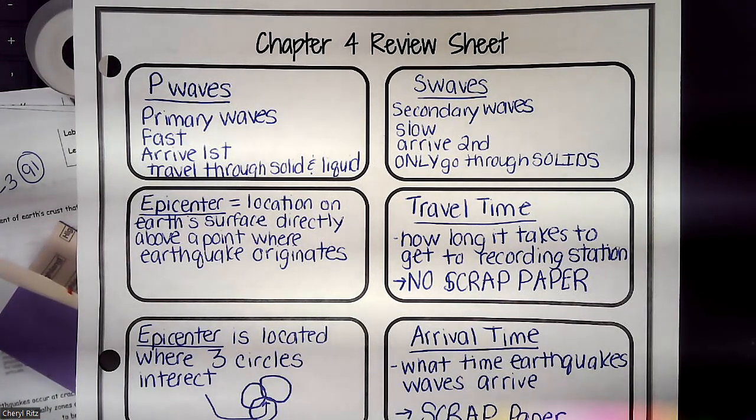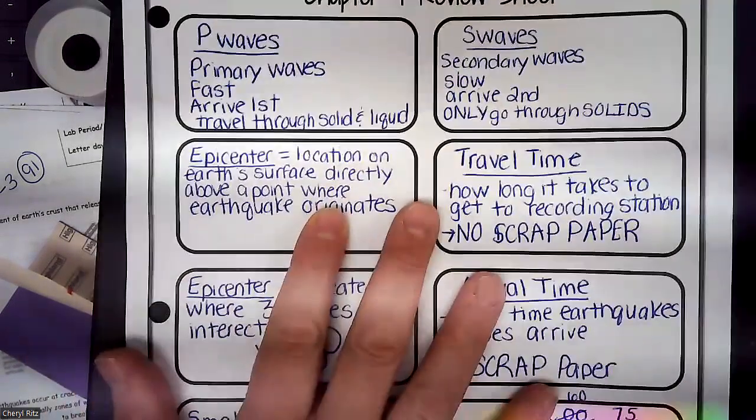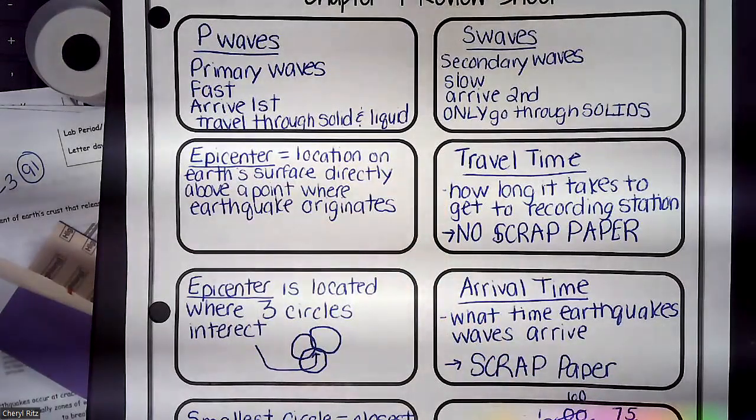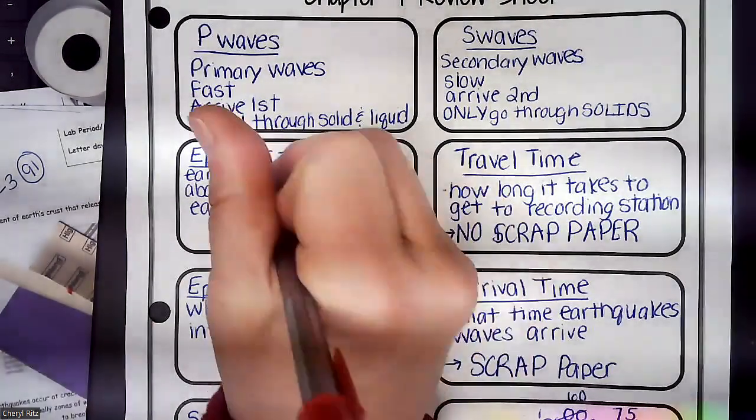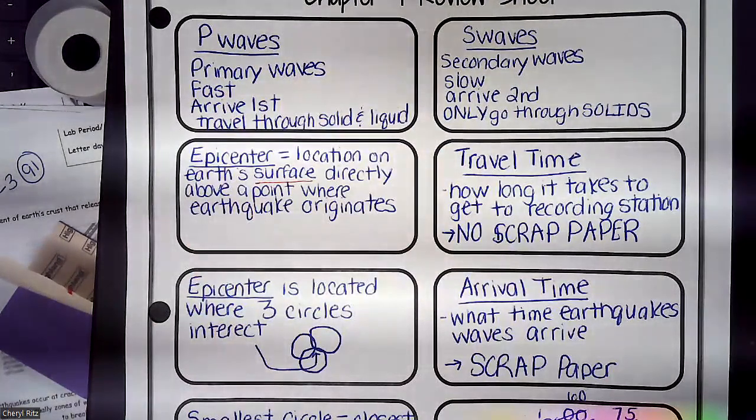I did include the definition of an epicenter. So we're moving on to this box right here. It is a location on the Earth's surface that is directly above the point where the earthquake originates. So it's directly above the place where the plates slam together.